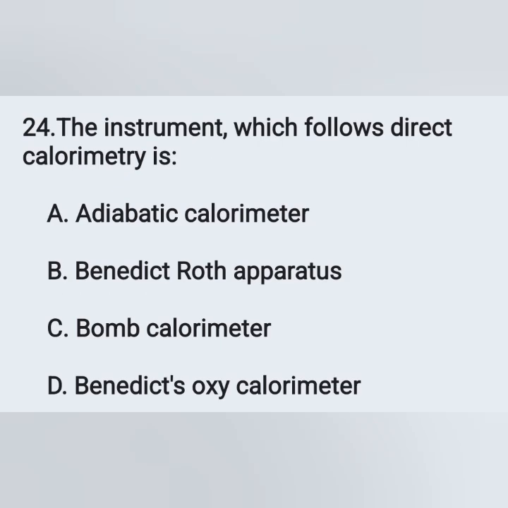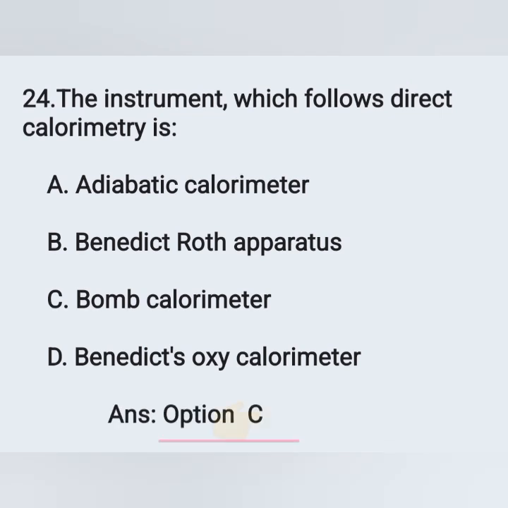Move on to the next question. The instrument which follows direct calorimetry is: option A, adiabatic calorimeter. Option B, Benedict Roth apparatus. Option C, bomb calorimeter. Option D, Benedict's oxycalorimeter. And the correct answer is option C, bomb calorimeter.